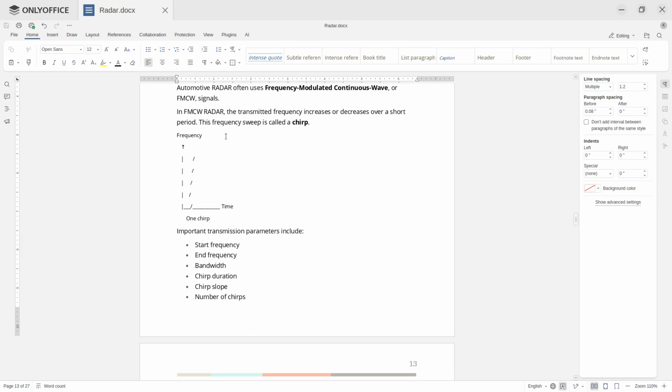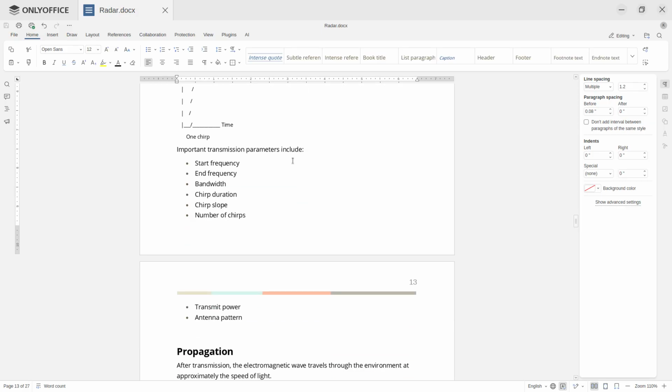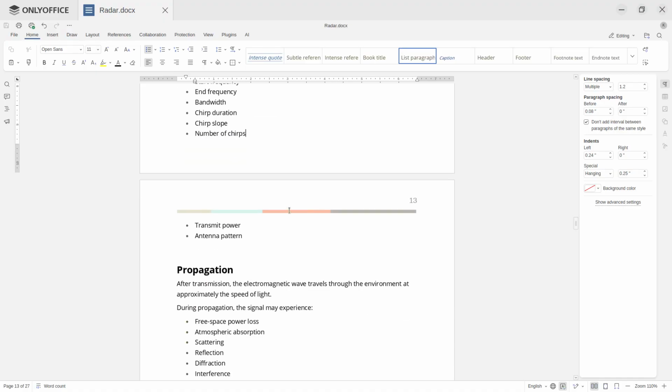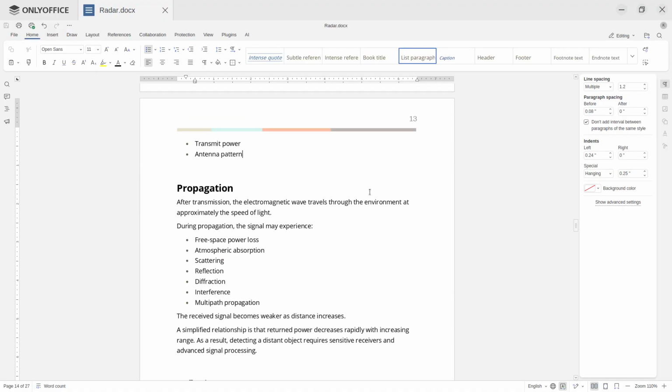What we are seeing here is frequency versus time. This is how it changes. One chirp, right? The transmitted frequency increases or decreases over a short period. This frequency sweep is called a chirp. This is one chirp. Important transmission parameters include start frequency, end frequency, bandwidth, chirp duration, chirp slope, number of chirps, transmit power, and antenna pattern.